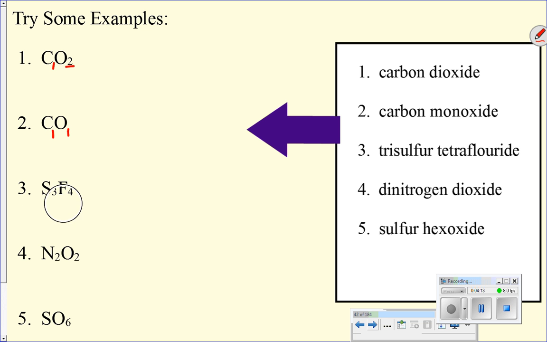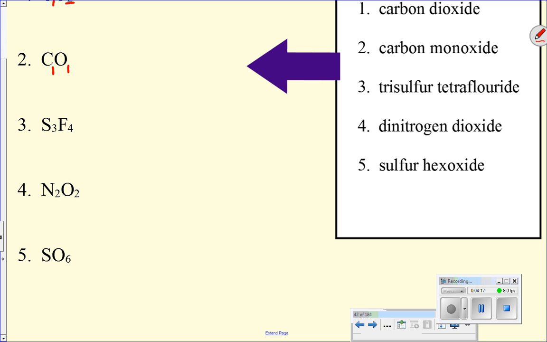For N2O2, we have two nitrogens. That's dinitrogen dioxide. Often I get the question on this one, why isn't that reduced? Because we didn't crisscross, we don't reduce. That is actually how that compound is bonded, so we have to leave it that way. And then finally we have sulfur hexoxide. It's a fun one to say.